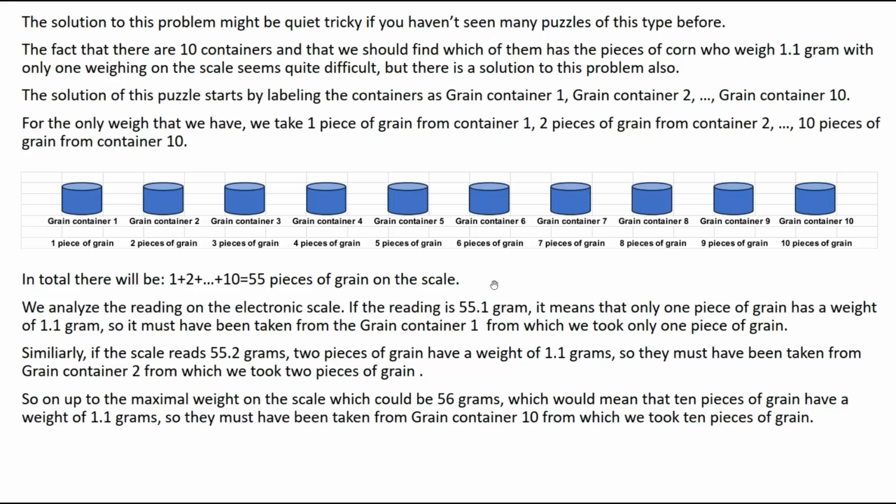So this is the clever trick that we use in order to solve this puzzle. From each grain container, we take accordingly one piece of grain, two pieces of grain, and as the figure shows here, up to 10 pieces of grain from grain container number 10. In total, there will be 55 pieces, which we measure on the electronic scale, and we analyze the reading that we are given, and from that we can deduce which grain container contains the grains with a weight of 1.1 gram each.